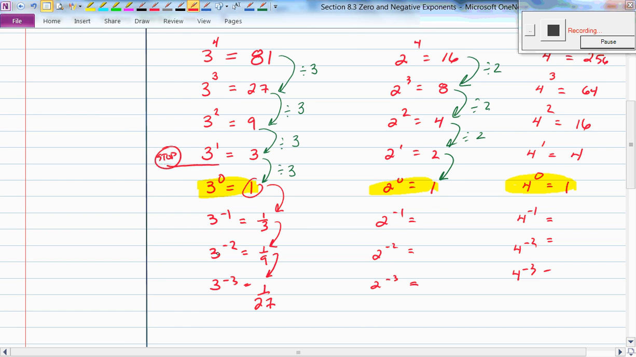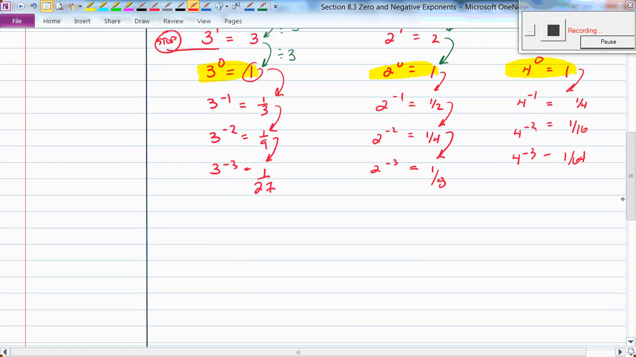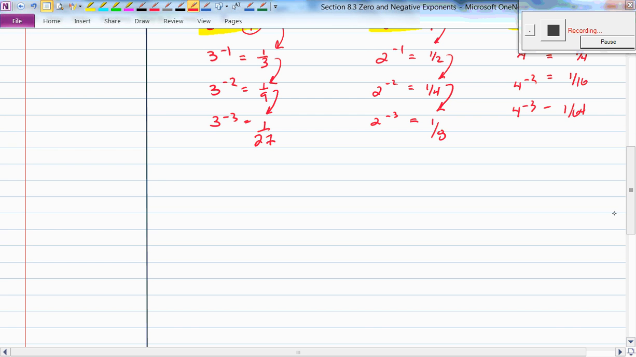Okay, let's go over to the 2s. What's 2 to the negative 1 going to be? 1/2. Very good. 2 to the negative 2 going to be? 1/4. Very good. What's 2 to the negative 3 going to be? 1/8. Very good. Let's do 4s now. What's 4 to the negative 1 going to be? 1/4. 4 to the negative 2. 1/16. 4 to the negative 3. 1/64. Good. We have now just picked up our last 2 rules of exponents, you guys. Okay, and here they are. The 0 exponent.